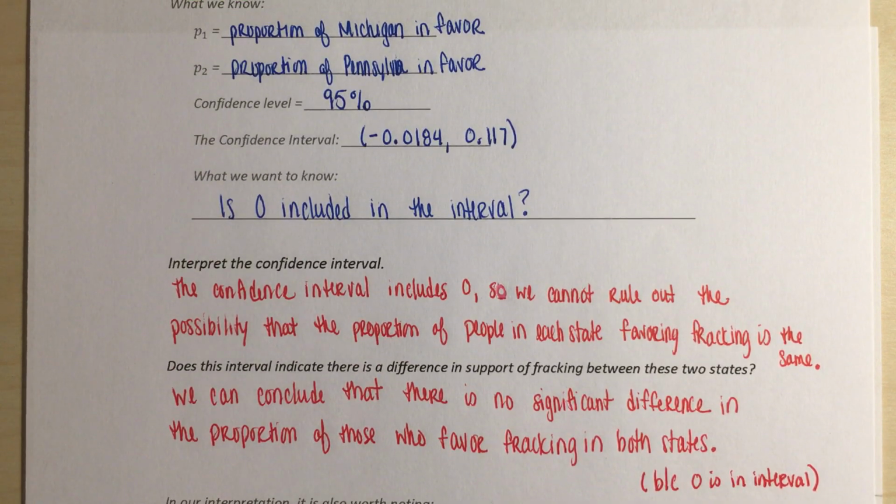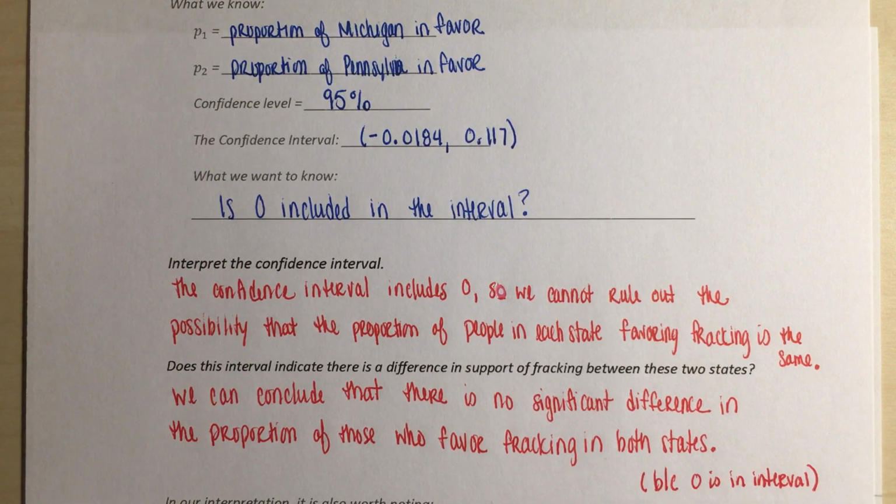Does this interval indicate that there is a difference in support between these 2 states? We conclude that there is no significant difference because 0 is in our interval. Our interpretation and the question of whether this shows a difference in support are basically the same question. Is 0 included in this interval? And it is. So we can conclude that there is no significant difference. We cannot rule out the possibility that the population proportion in each state is the same.